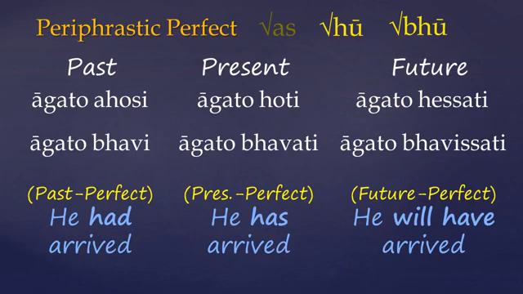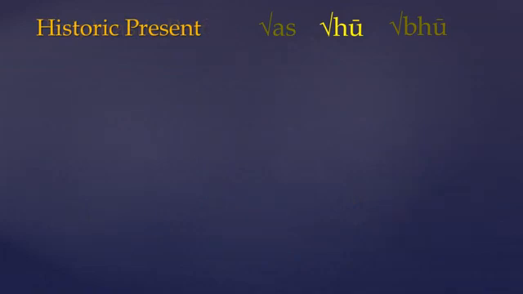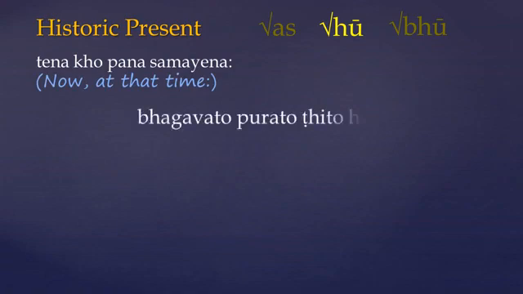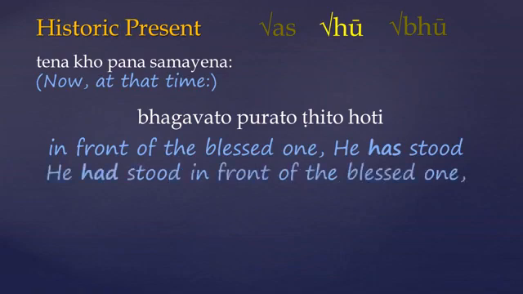Another peculiarity, as mentioned before, is that the present tense of hoti often, though not always, refers to what is called the historic present. And this is especially true when it's accompanied by an adverb of time, such as in the idiom "tena kho pana samayena", now at that time, "bhagavato purato ṭhito hoti", which literally means in front of the Blessed One he has stood. But because of the adverbs, casting this into past time, we would say, on that occasion, he had stood in front of the Blessed One.